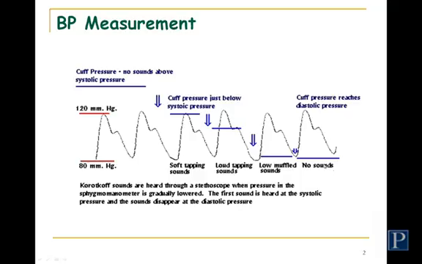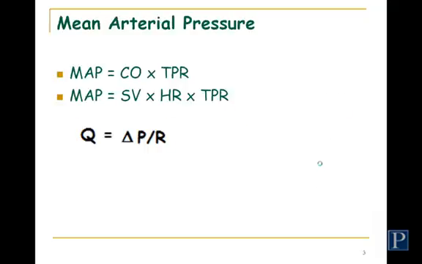So, the first sound you hear, you're going to notice on the gauge where the pressure is, that is the systolic blood pressure. When the sounds disappear, that will be the patient's diastolic blood pressure. You can calculate a patient's mean arterial pressure if you know their systolic and diastolic blood pressure, but I'm going to show you that in the second one.